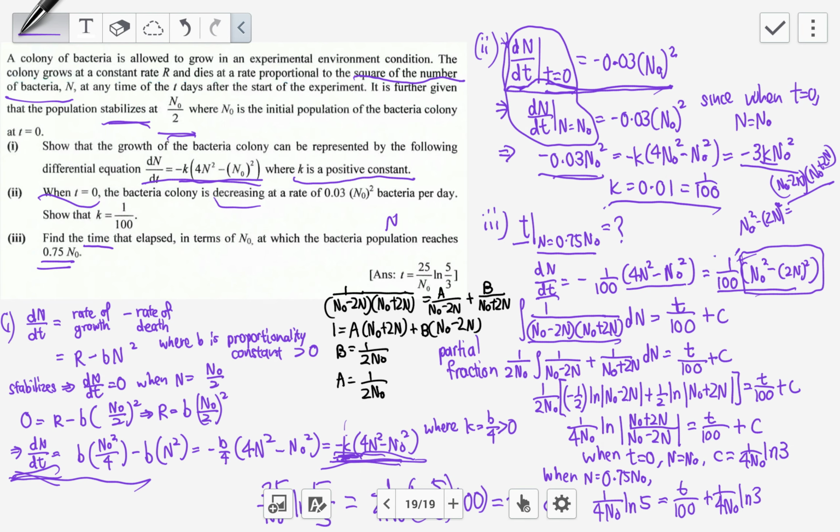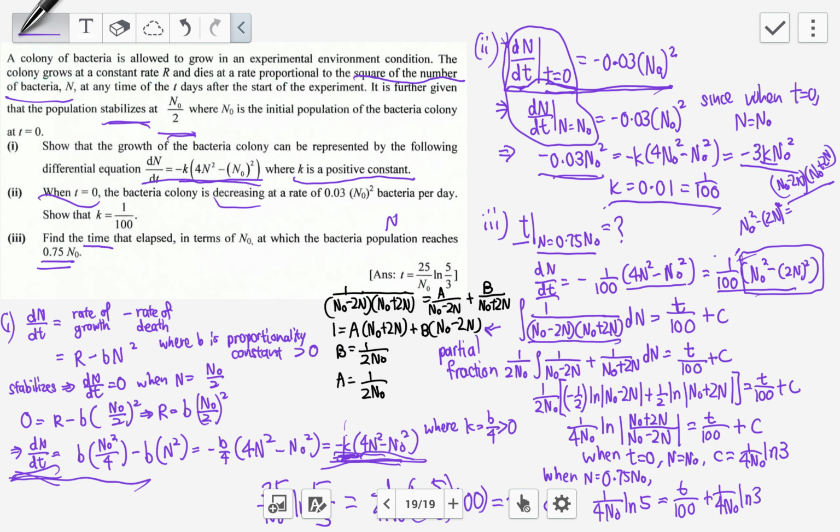When I do a partial fraction, I let A and B be constants, then I multiply the denominator on both sides, and we end up with this equation. From this equation, I use the cover up rule. I let N be N0 over 2. Then this term disappears, and this becomes 2N0 A equals 1. So A equals 1 over 2N0.